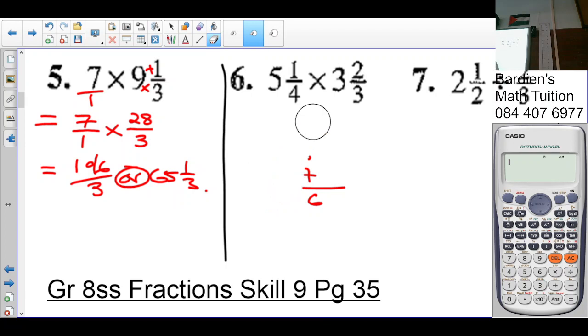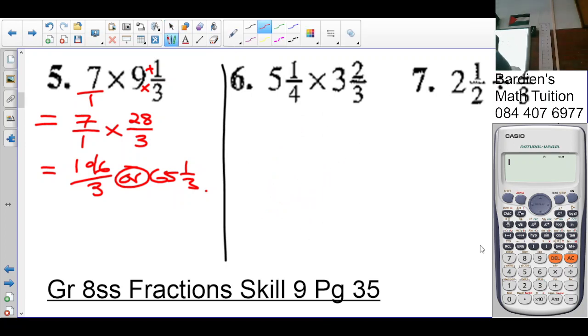If you look at number 6, what needs to be done first here? Change it to improper fraction. So what would this fraction here be? 5 1/4. 21 over 4 multiplied by 3 2/3. It's going to be 11 over 3.